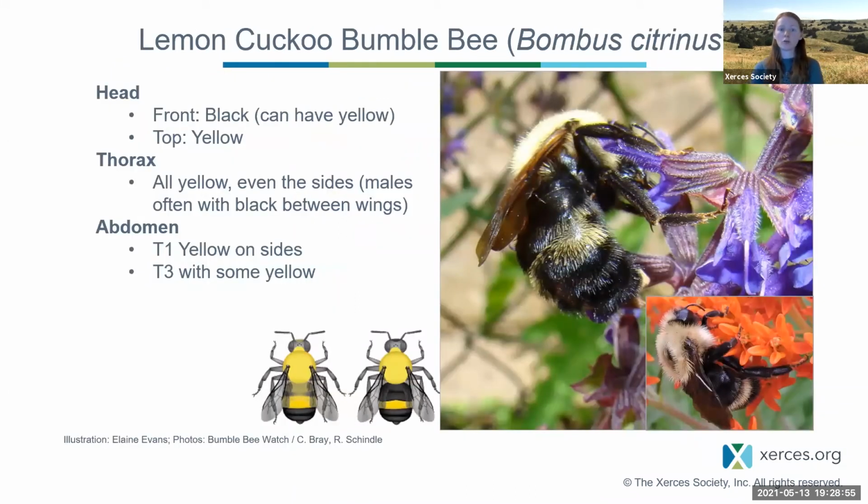There's also a lemon cuckoo bumblebee, or Bombus citrinus. And this one has a pretty much all yellow thorax, even between the wings. There's a little bit of yellow on the sides of T1 that you can see in this photo here. Up here, there's just a little bit of yellow. And then T3 often has some form of yellow. You can see that in both of these photos. And again, this is a type of cuckoo bee, so they're not super abundant, but you could come across one.